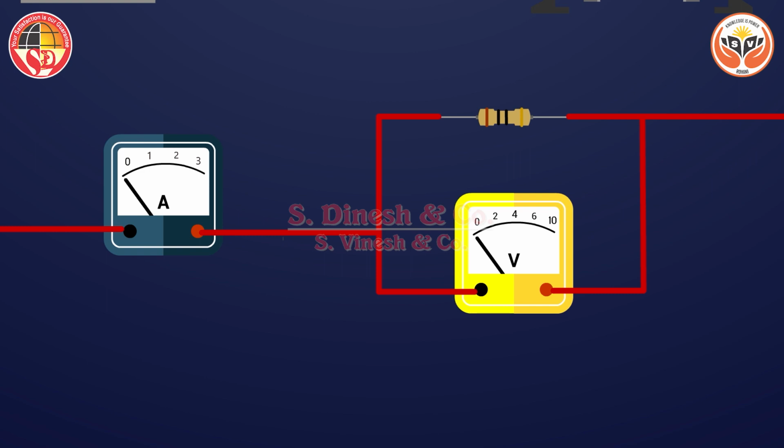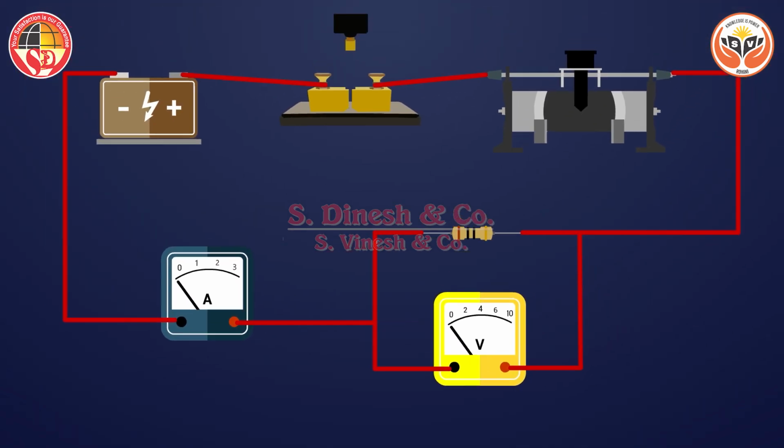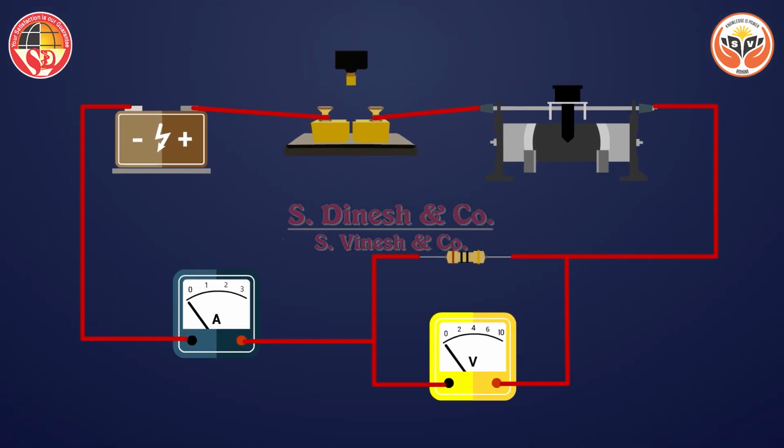Check the polarity of the ammeter and voltmeter in relation to the battery polarity. The red terminals of ammeter and voltmeter should be connected to the positive pole of the battery while the black terminals of ammeter and voltmeter are connected to the negative pole of the battery.